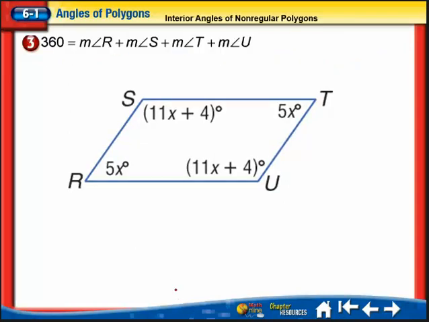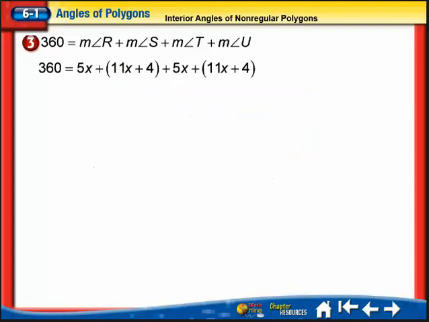Okay, so we're going to add it all up and make them equal to 360. So we have 5x, x plus 4, 11x plus 4, 5x, and 11x plus 4. Combine your like terms. 11 plus 11 plus 5 plus 5 is 32. 4 plus 4 is 8. Subtract the 8, divide by 32. Okay, so that gives me x.